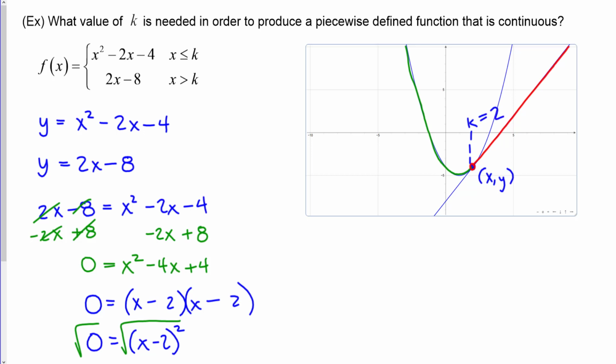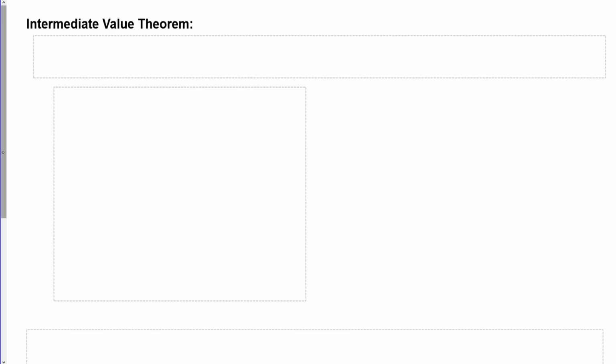So if I made this instead x is less than or equal to 2 or greater than 2, then I now have a piecewise defined function that would be continuous. The intermediate value theorem.